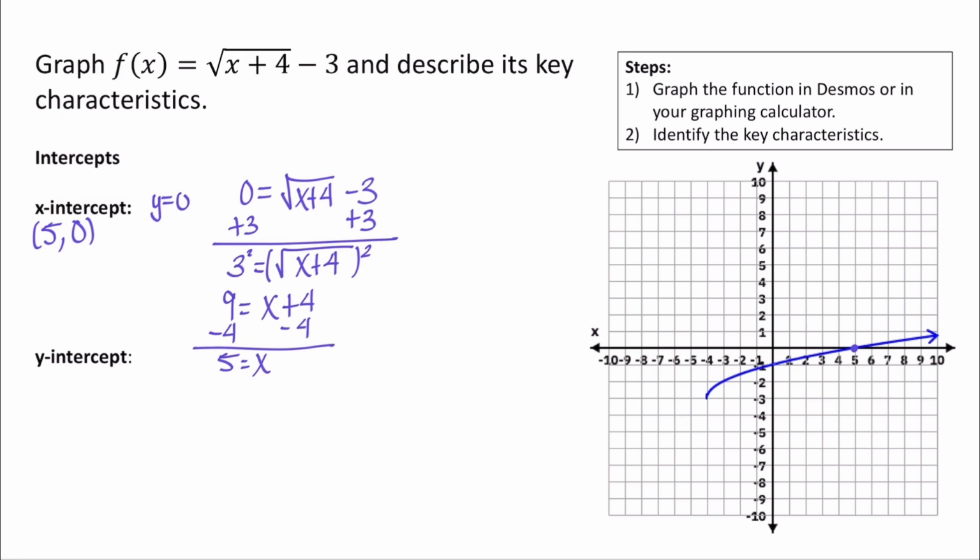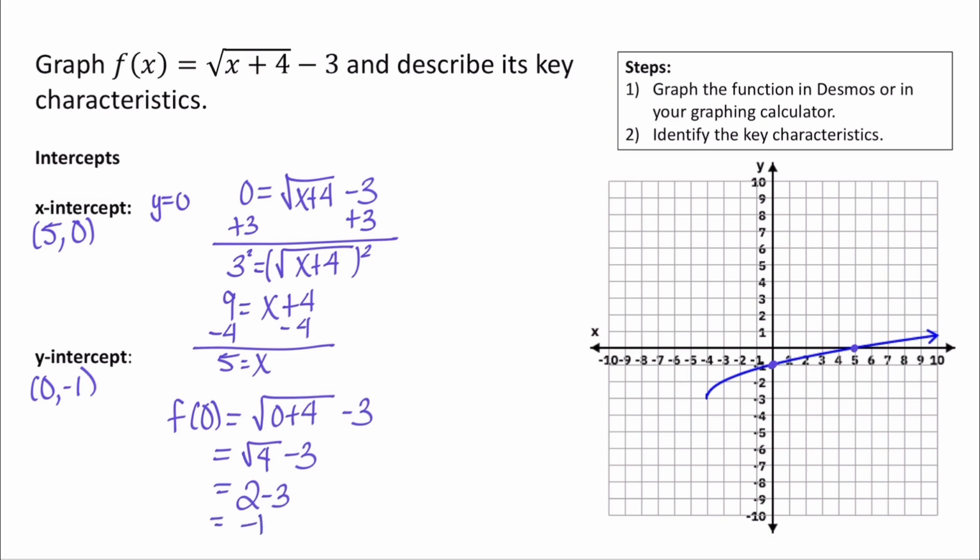The y-intercept is where the graph crosses the y-axis. So that is at (0, negative 1). So you can also determine that by plugging in 0 for x. So we get f of 0 equals the square root of 0 plus 4 minus 3, which is the square root of 4 minus 3, which gives us 2 minus 3, which equals negative 1. So that's how you determine the intercepts of this function.